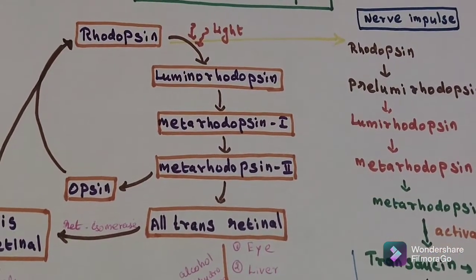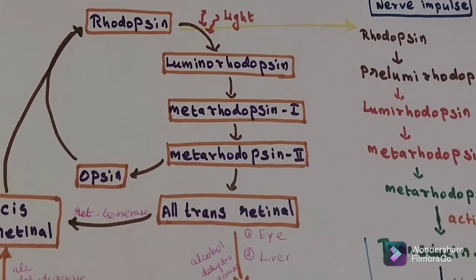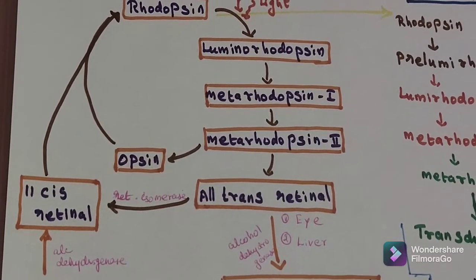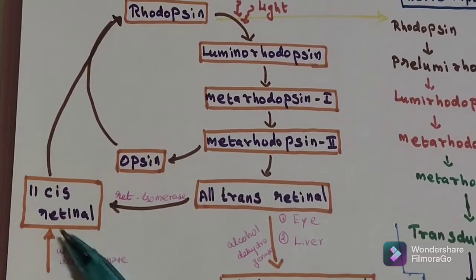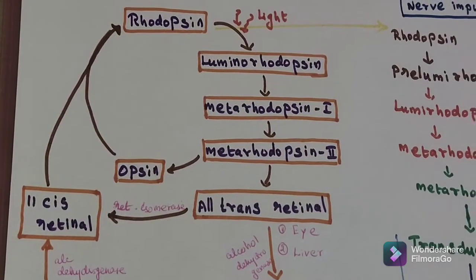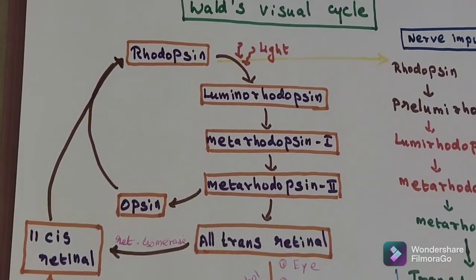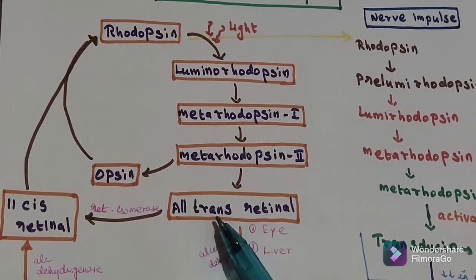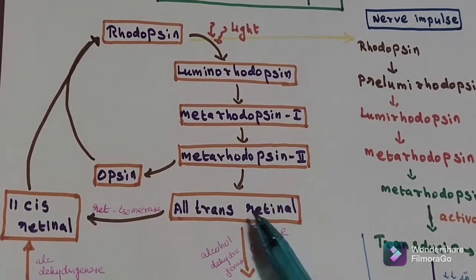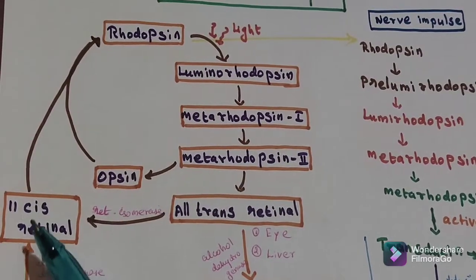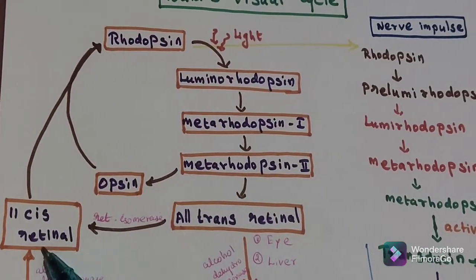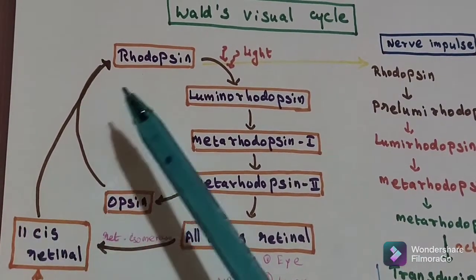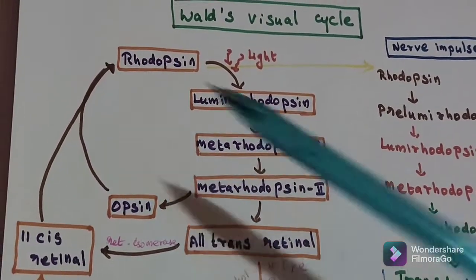Now all-trans retinal has to be converted back to 11-cis retinal. This is combined with opsin and leads to the reformation of rhodopsin.